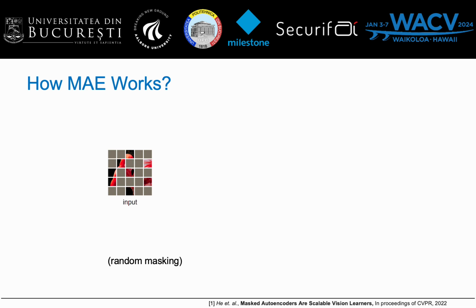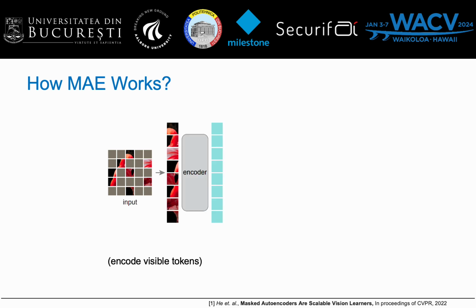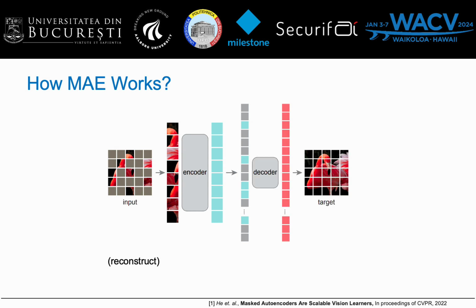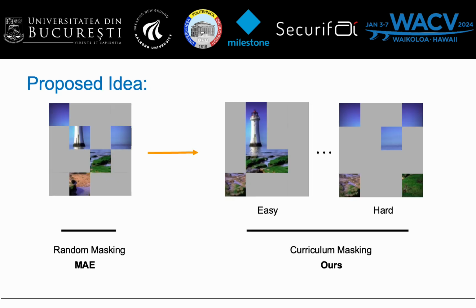Let us first understand how MAE works. Given an input image, we randomly mask 75% of the total patches. We only provide visible patches to the encoder network. After encoding the visible patches, we add mask tokens along with the encoded representation. Finally, we reconstruct the masked patches. In this way, we learn a generic representation.